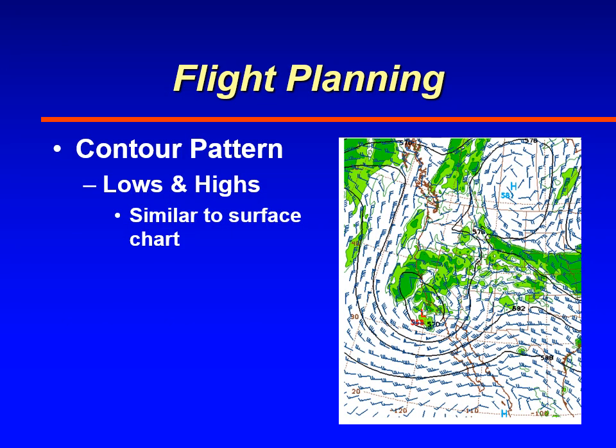And then also you can look at the contour pattern to figure out if there are highs and lows. Not all of these charts actually do label H's and L's, but where you have a high or a ridge, typically that of course is good weather, and where you have a trough or an L for low, that usually implies worse weather with lots of clouds, precipitation, and possibly thunderstorms.